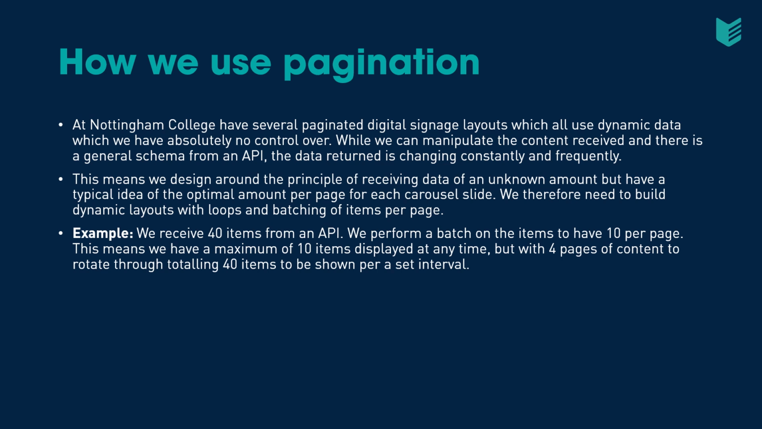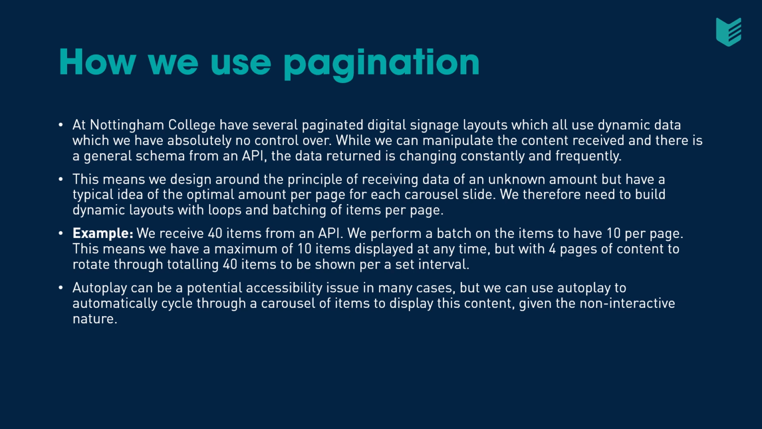So let's take an example. We receive 40 items from an API, so an array of 40 items. We perform a batch on those items, and we say that 10 is the optimal amount that we can use on a page. So we've now got a maximum of 10 items to be displayed at any time, but we've got 4 pages' worth of content to display. So we've got 10 items, 4 pages, 40 items, and then they're going to be shown on a set interval.